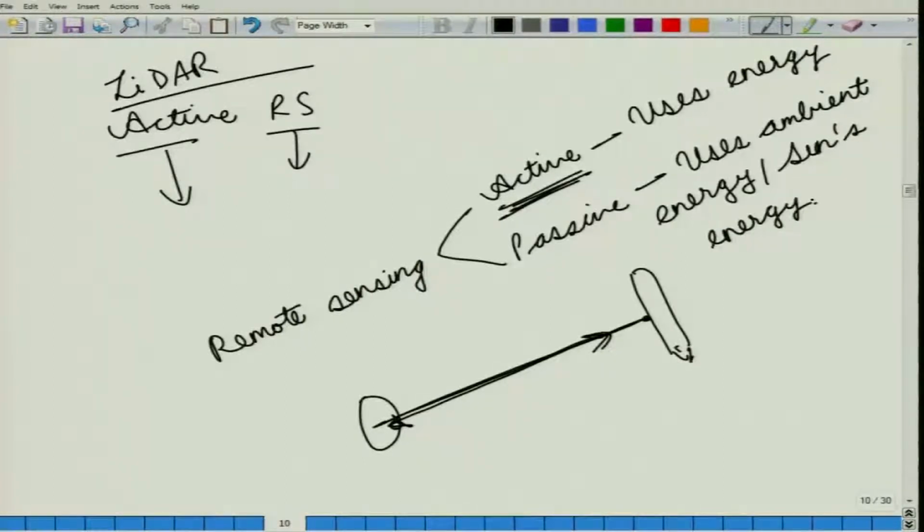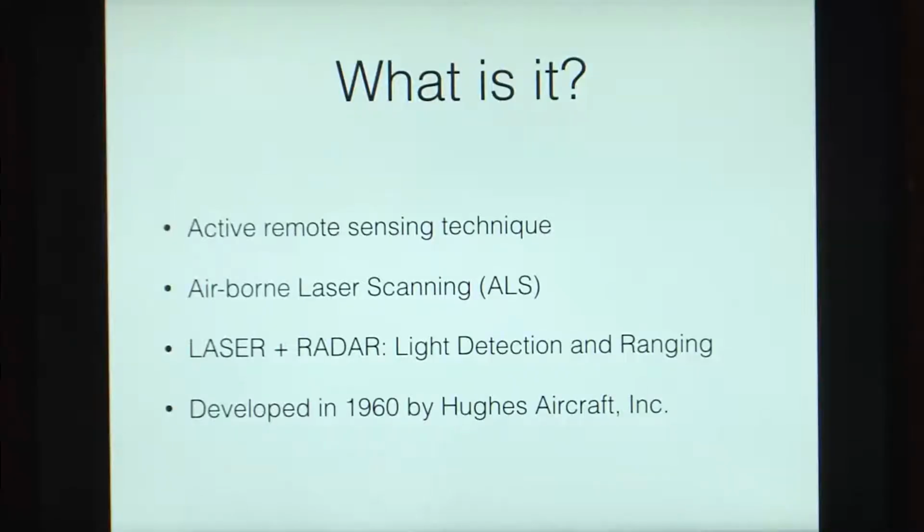Now Lidar is an active remote sensing technique, which means that when you are using Lidar, you need an energy source to illuminate your object, and the radiations that are coming out will interact with your object and then come back. Now coming to the slides again, it is a technique of airborne laser scanning. So it uses laser, it scans things using laser's energy. It can be used in an airborne fashion.